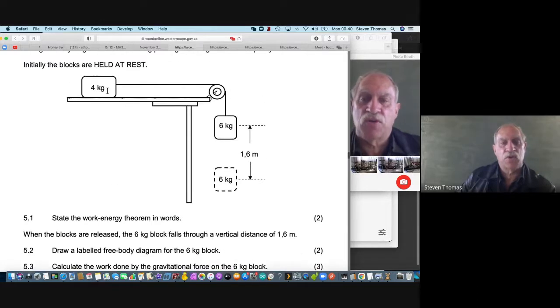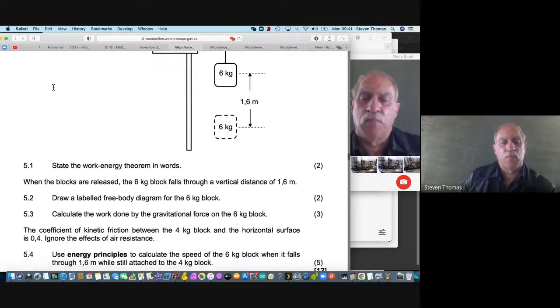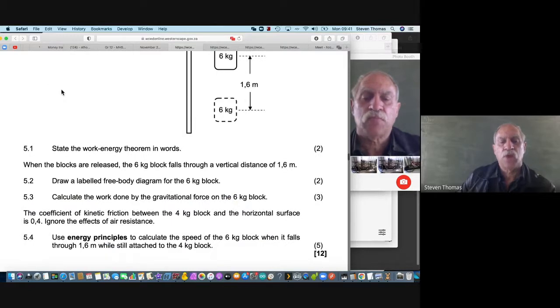So could we work out kinetic friction here? What's kinetic friction here? It's going to be mu normal. What's the normal? mg. So 0.4 times 4 times 9.8 is going to give us the kinetic friction. So that acts backwards. How are we going to work out the speed of the 6-kilogram block when it falls through 1.6 meters?